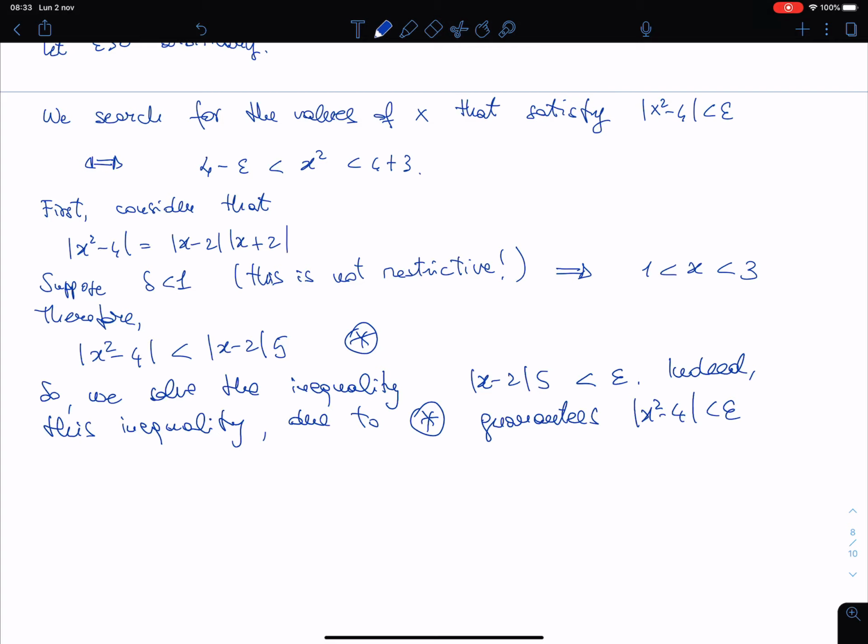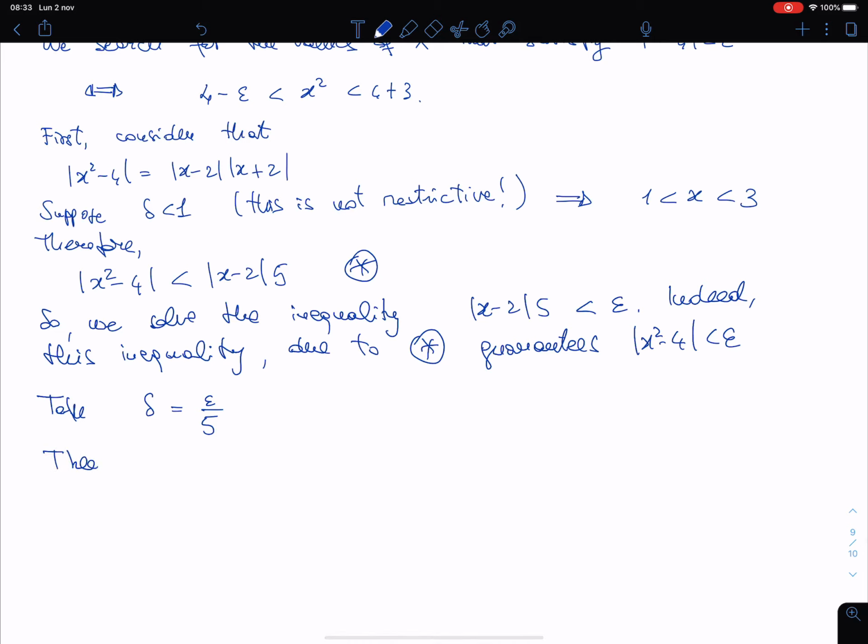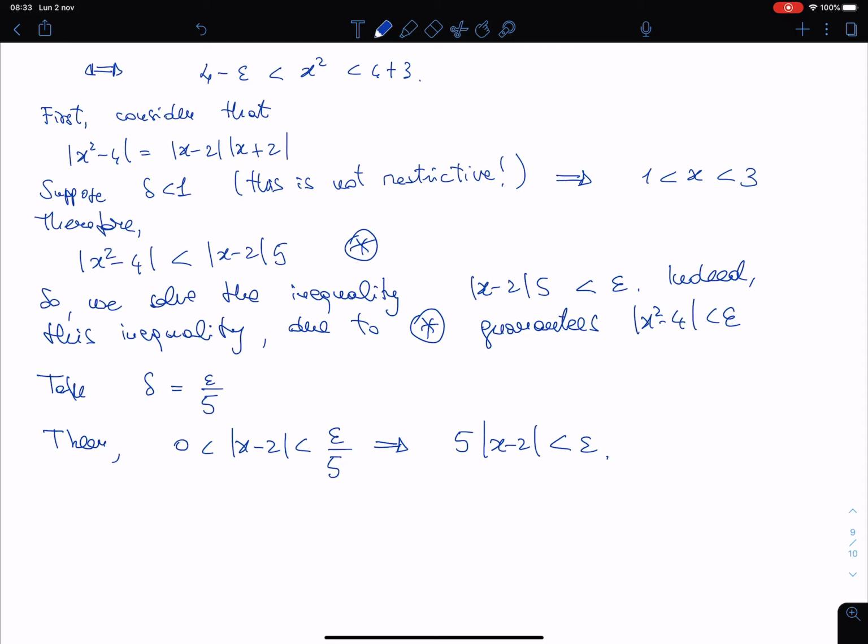So as a choice, I can try to take delta equal to epsilon over 5. Then we have that 0 less than absolute value of x minus 2 less than delta, which is epsilon over 5, implies that 5 times absolute value of x minus 2 is less than epsilon. So, therefore, for this choice of delta, we guarantee the one we are looking for. So, now we want to choose delta, and it is then enough to choose delta as follows.